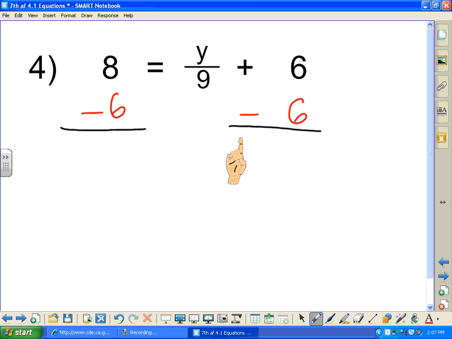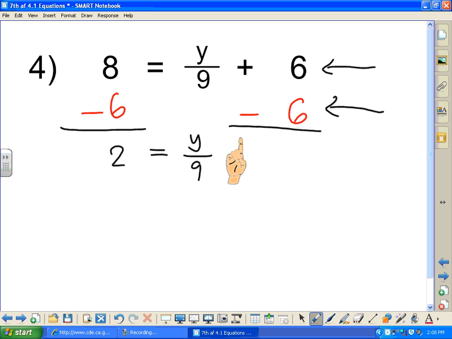8 minus 6. Well, you know you've got 8 positives and 6 negatives. The 6 negatives are going to take out the 6 positives in the positive 8. So you're left with positive 2 equals... And the plus 6 and the negative 6 cancel out to a 0. It becomes a plus 0. We can lose that. So we're just left with y divided by 9.